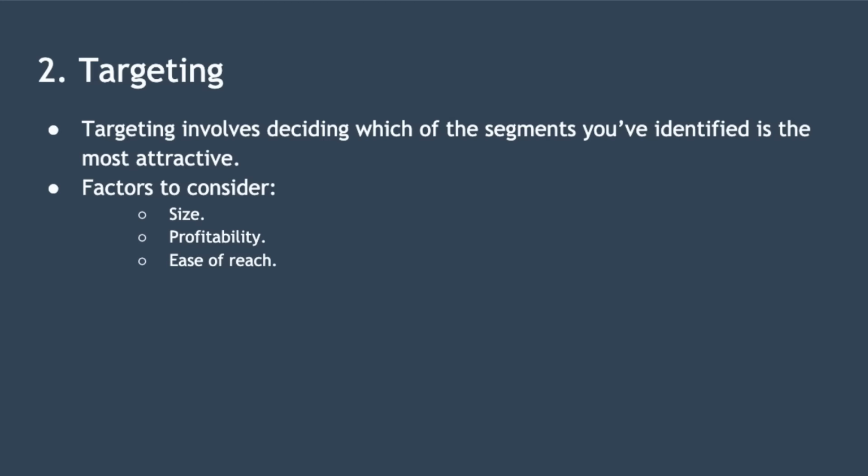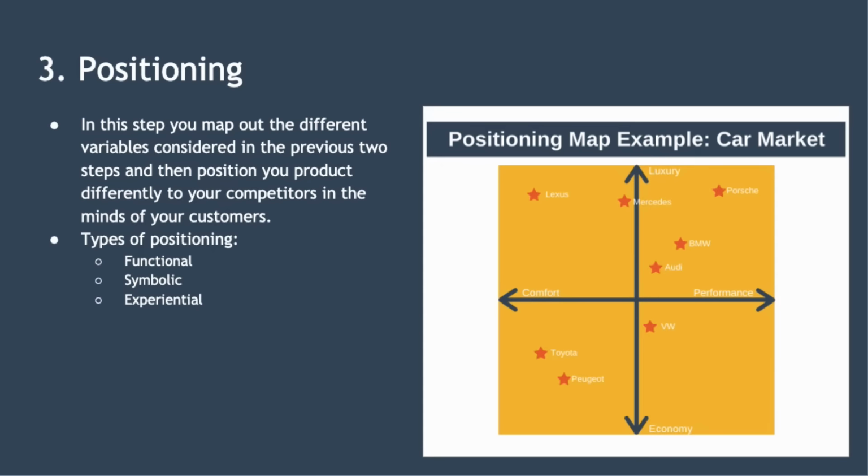And finally, we have ease of reach. How difficult is it for you to reach the market with your marketing? Can your distribution networks easily reach this segment? Is it going to be really expensive to try and acquire a customer? So ultimately, it isn't just the size of the segment you should be looking at, but it's the overall profitability of each segment. So the final step is positioning.